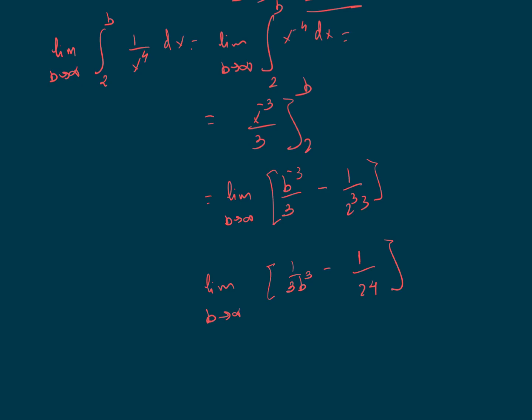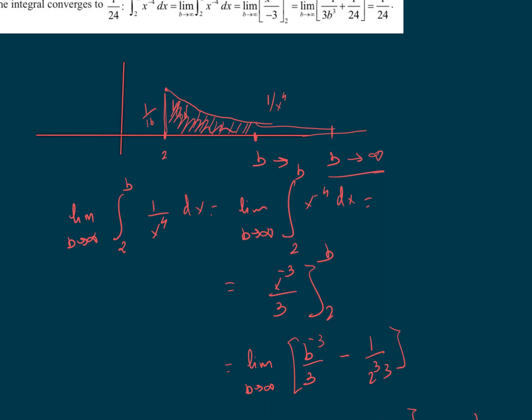Okay, and what happens when v goes to infinity? When v goes to infinity, this goes to 0. So the integral is minus 1 divided by 24, which is not possible. Why? Because the integral of a positive function cannot be negative.